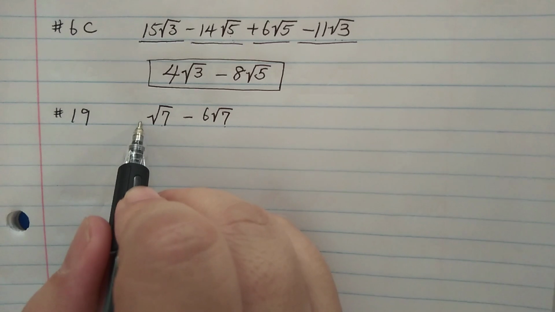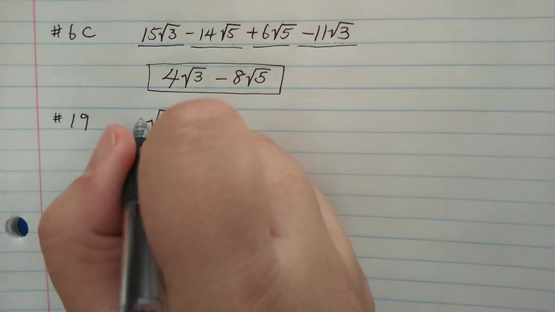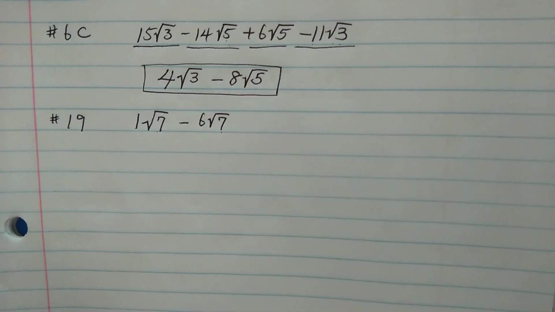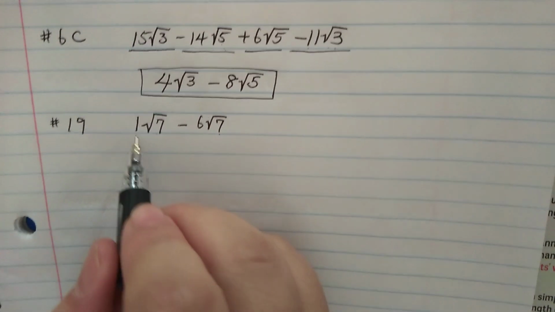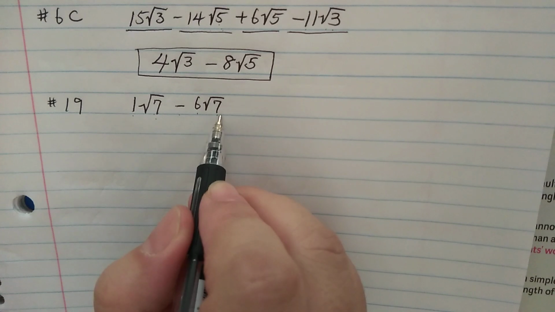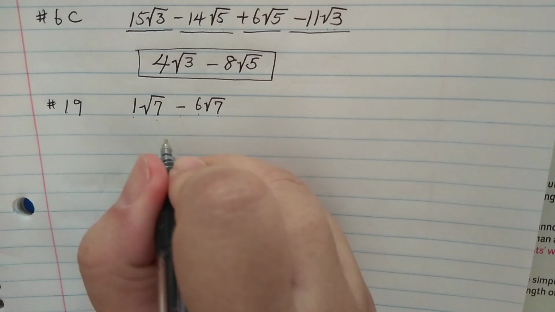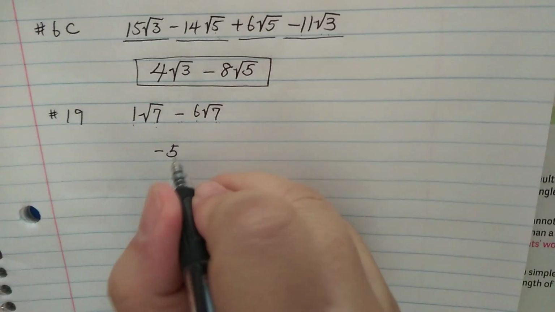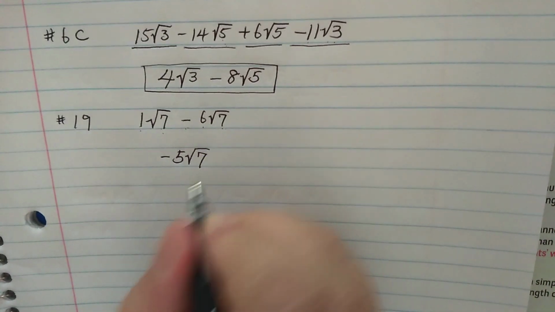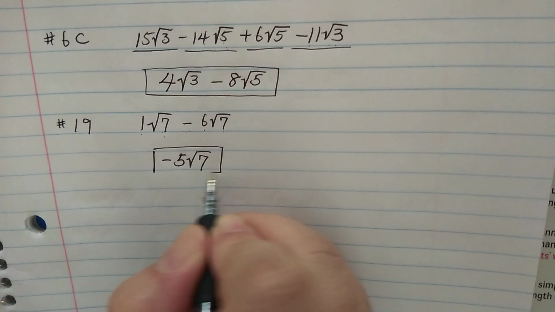There's no number in front of this, but we all know when there isn't anything, there really is. It's an invisible 1. So this is really 1 of these minus 6 of these. So that gives you -5, okay, because it's 1 minus 6. And then radical 7. And that's your answer.